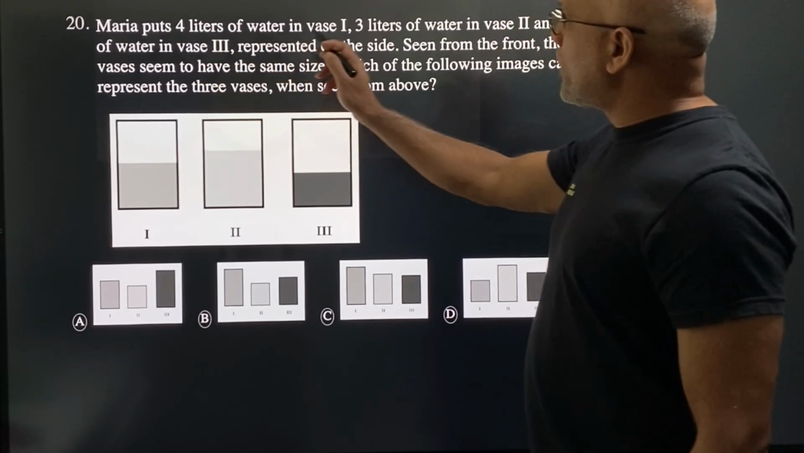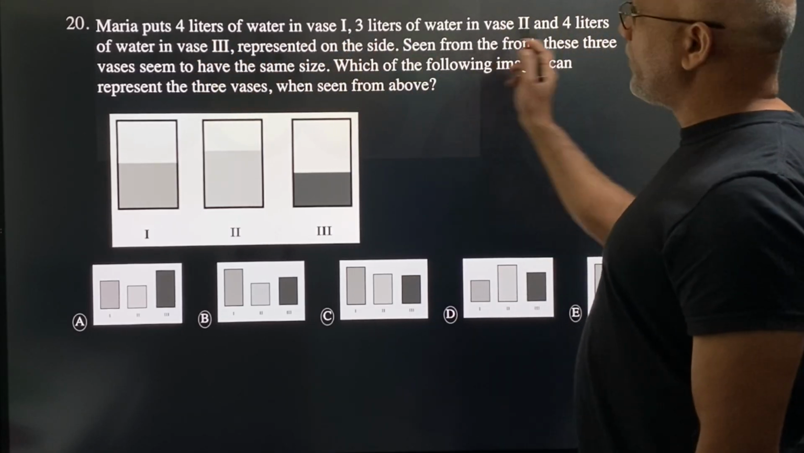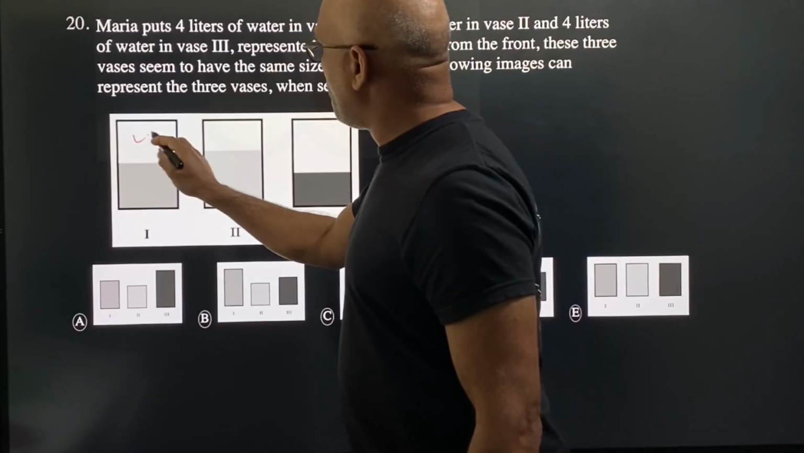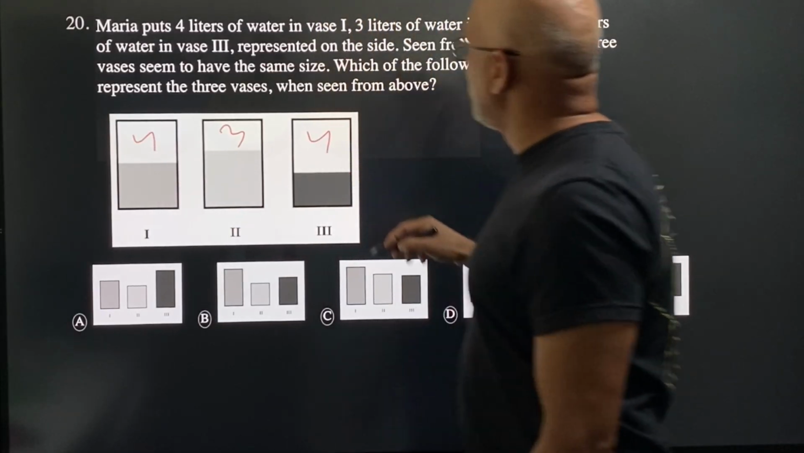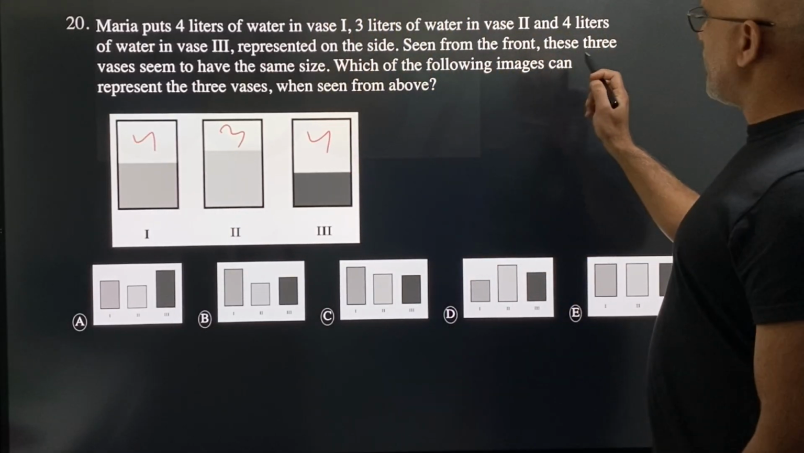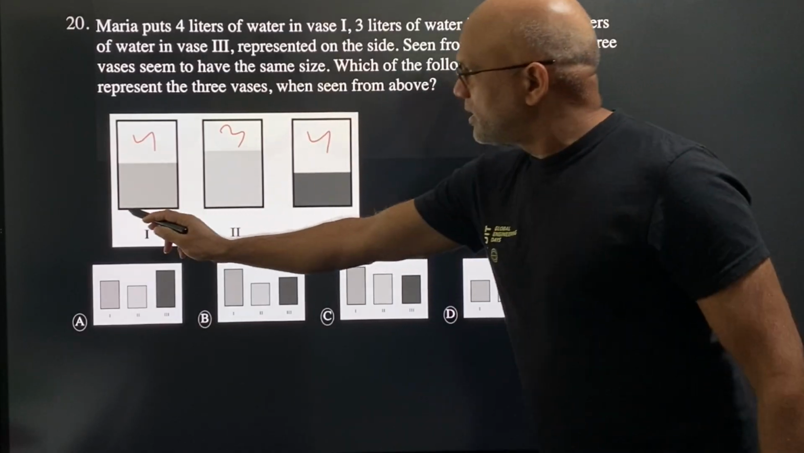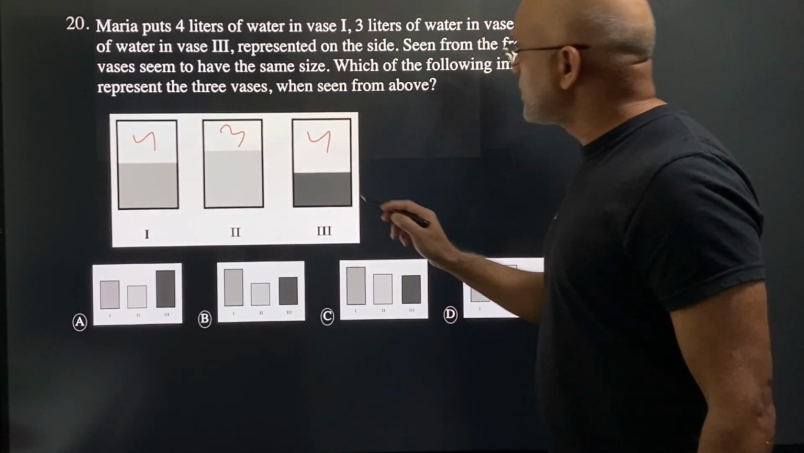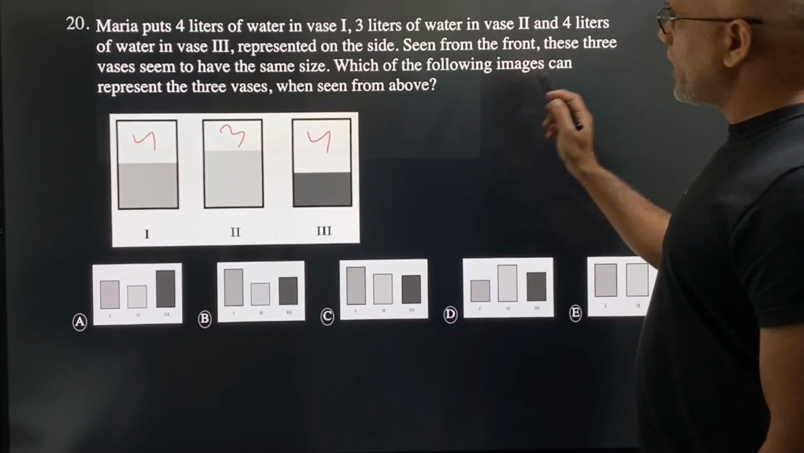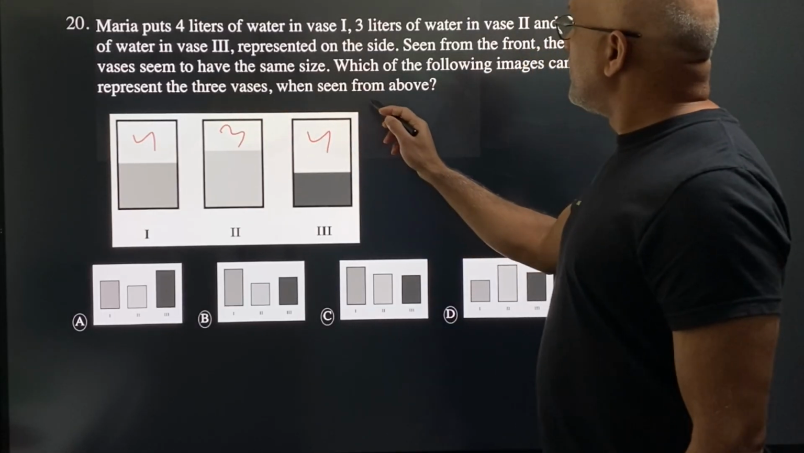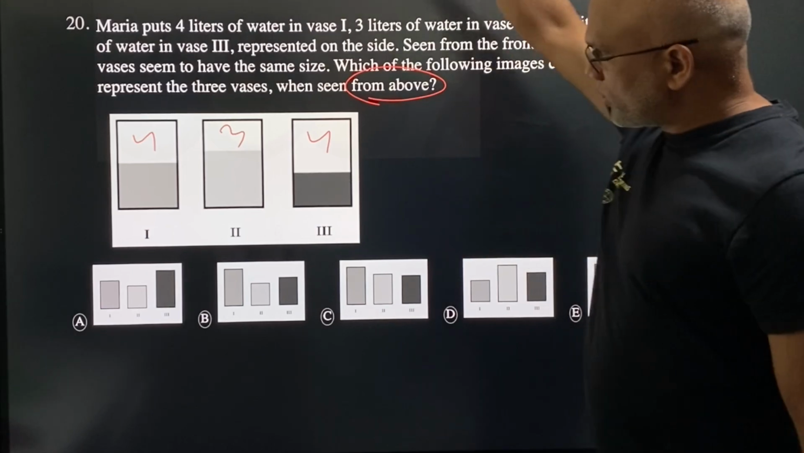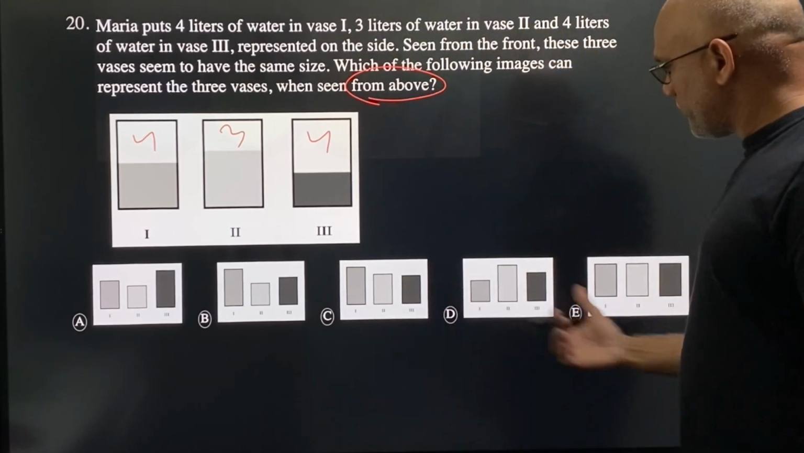Maria puts 4 liters of water in vase 1, 3 liters in 2, and 4 liters in 3. Okay, so 4, 3, and 4. Okay, seen from the front, these three vases are the same size. Okay, this is same as this, is same as this. Which of the following images can represent the three vases when looking from above? Okay, from the top, which one of this is correct?